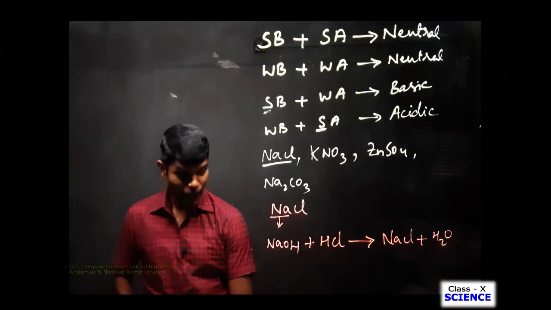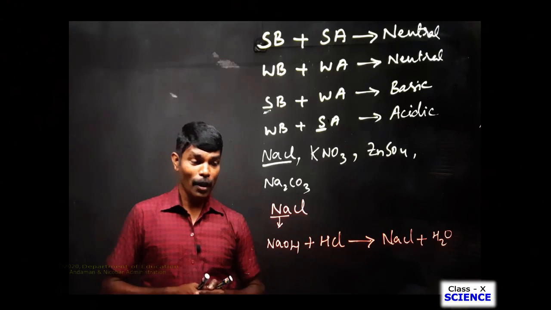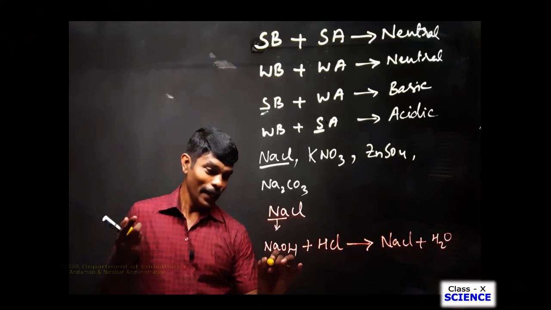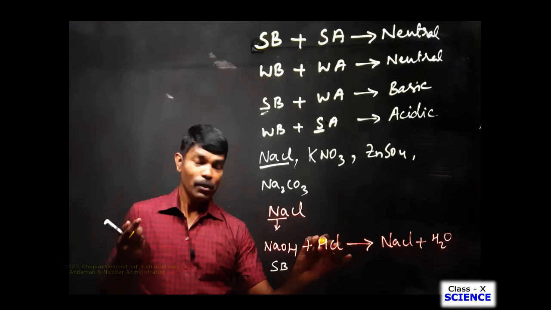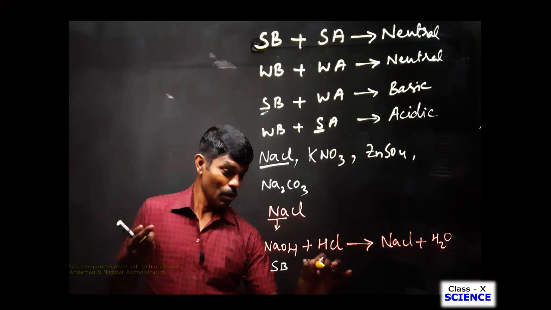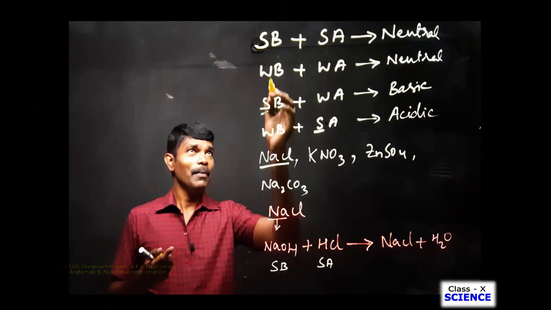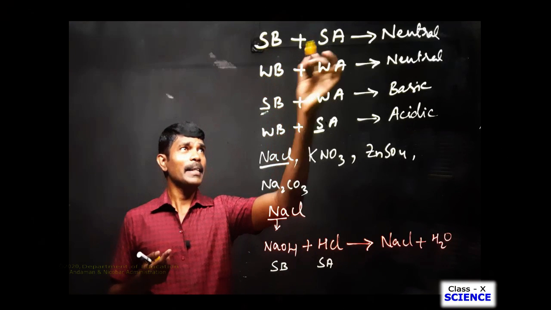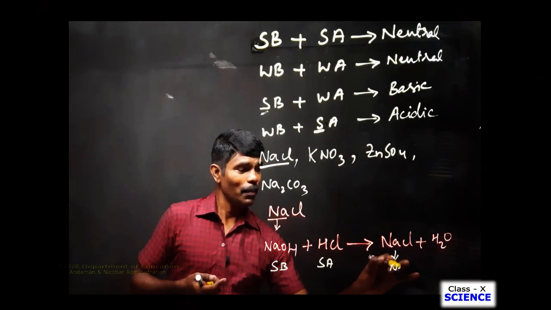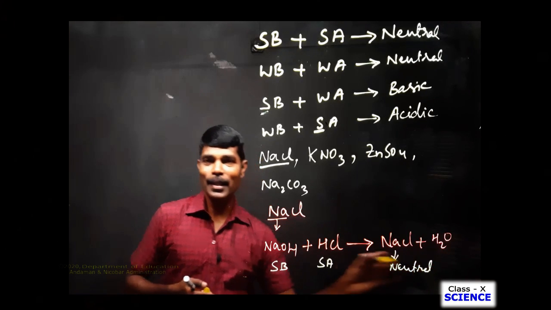Now we have to find the nature of the salt. Sodium hydroxide, as we have already learned, is a strong base, and hydrochloric acid is a strong acid. We know that when a strong base reacts with a strong acid, the salt will be neutral. So this salt will be neutral. Got it, children? Very easy, no?